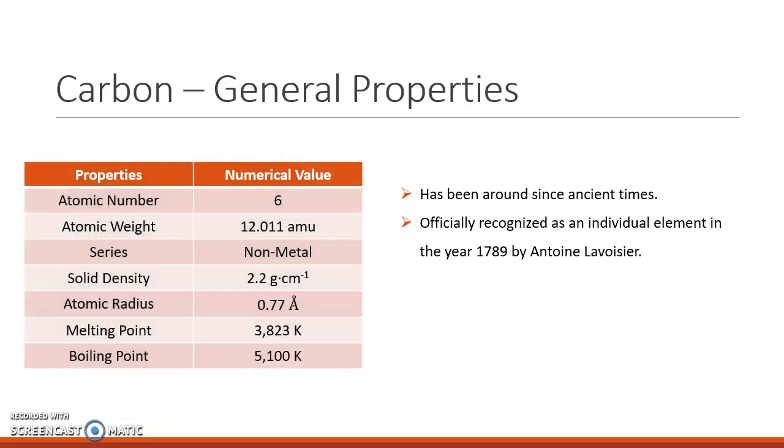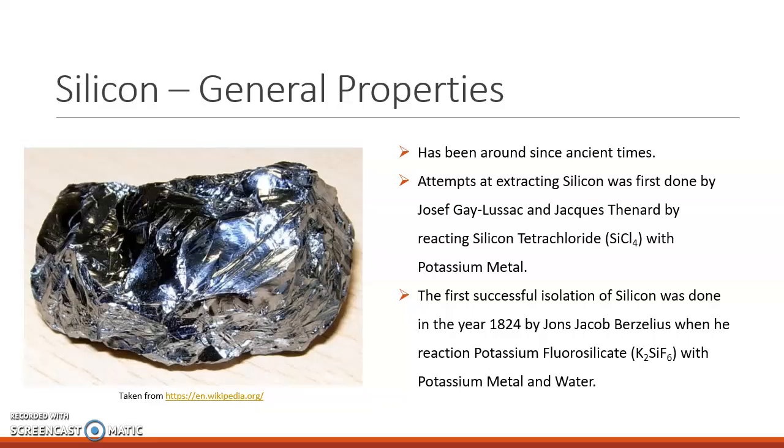Based on the table presented, carbon is a nonmetal having an atomic number of 6, an atomic weight of 12.011 atomic mass units, a density of 2.2 grams per cubic centimeter as graphite, an atomic radius of 0.77 angstrom, and melting and boiling points of 430 and 2345 Kelvin respectively. The next element is silicon.